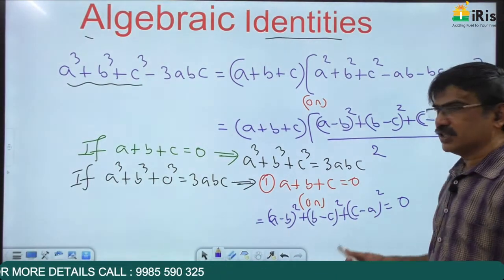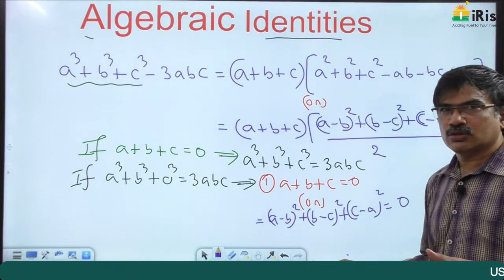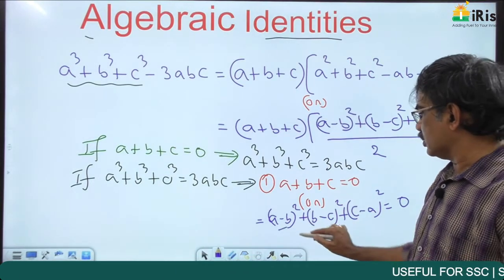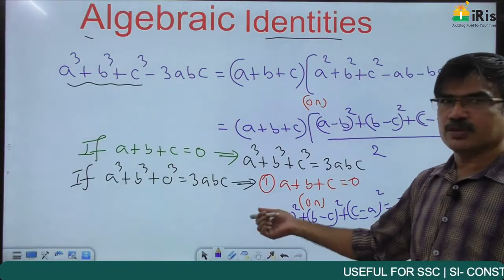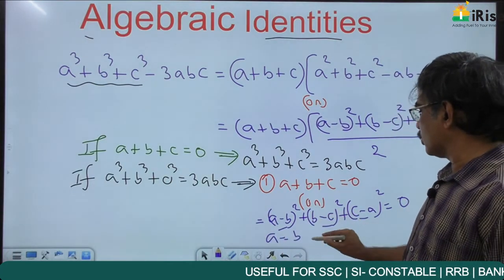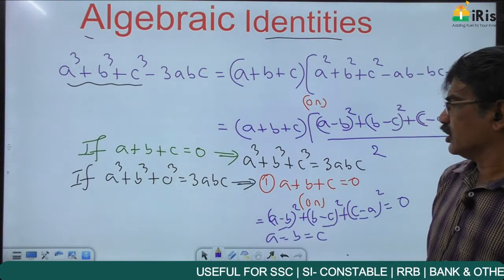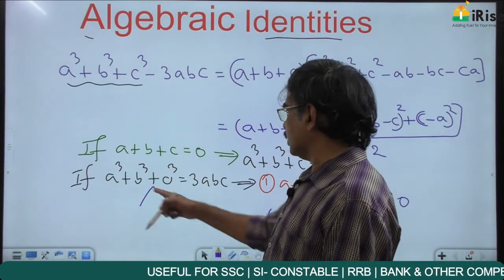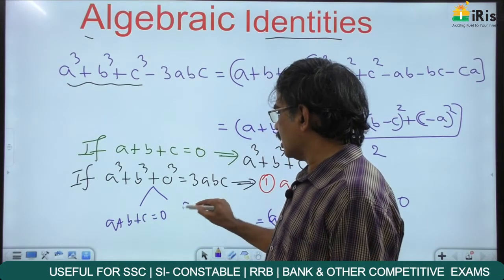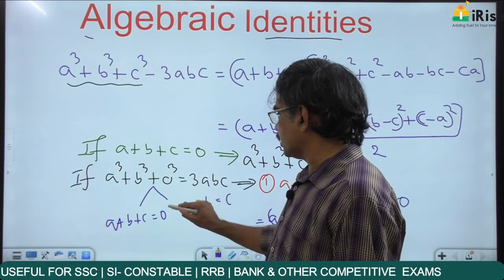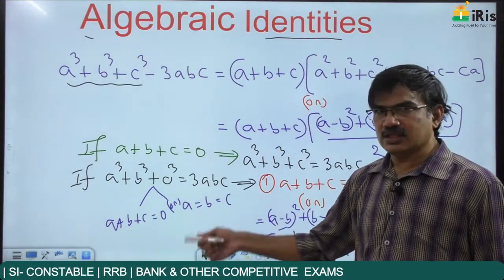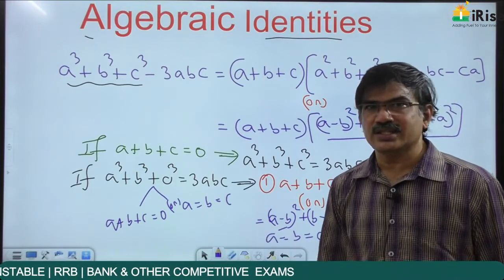If the sum of squares of three terms is equal to 0, a square is either 0 or positive only. Sum is 0 means each term is 0. So this is 0, this is 0, even this is also 0. When (a minus b) whole square is 0, a is equal to b. (b minus c) whole square is 0 means b is equal to c. So if this condition is given, either a plus b plus c is equal to 0 or a is equal to b is equal to c.